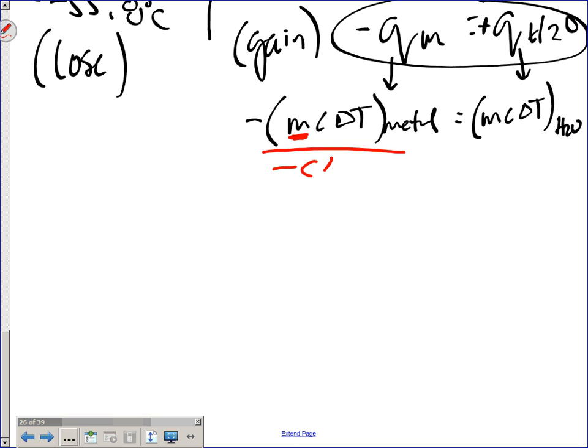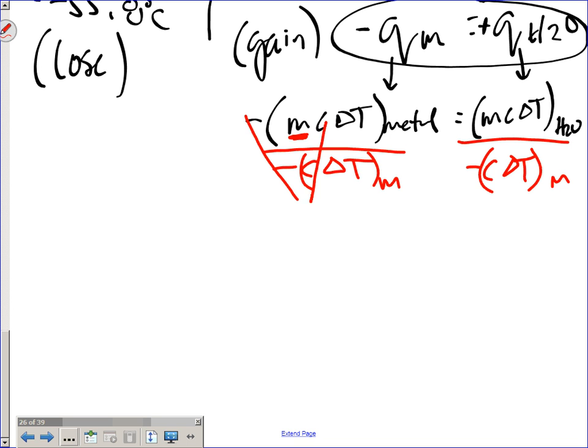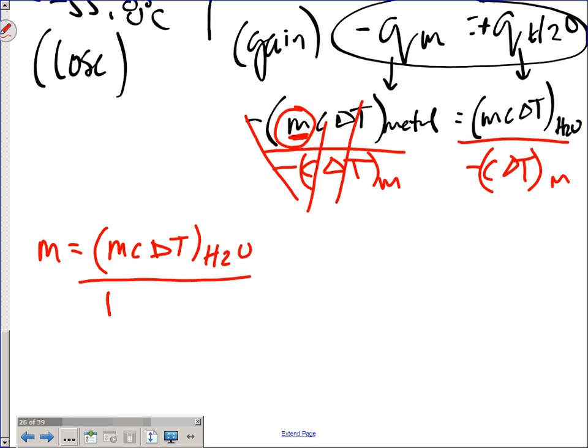So negative C delta T of the metal, divide by the same thing, negative C delta T of the metal, and I like to put in there a subscript to reference that we're talking about the metal here. So that gets rid of the negative, that gets rid of the C, that gets rid of the delta T. M of the metal is left all by itself, which is what we mathematically need. So M of the metal is equal to MC delta T for the water divided by C delta T for the metal. And so from here on, we just plug.